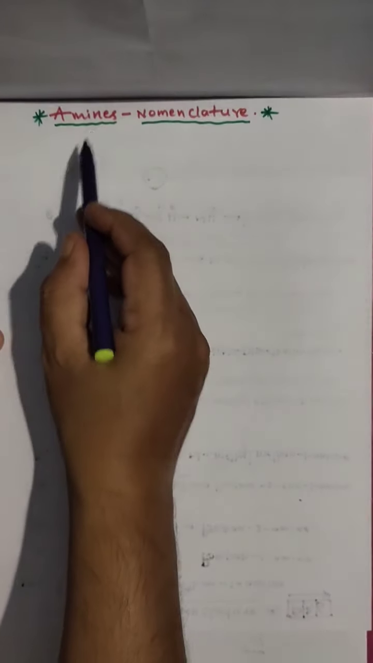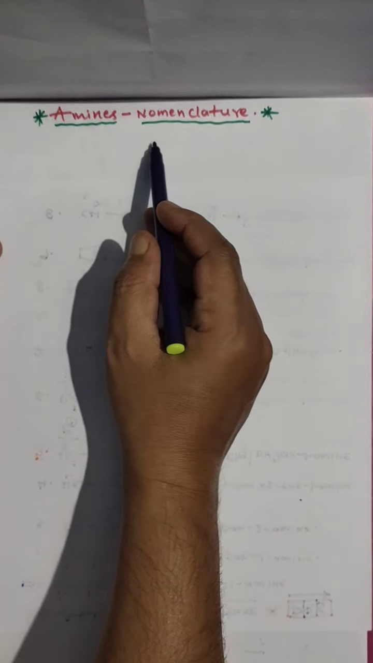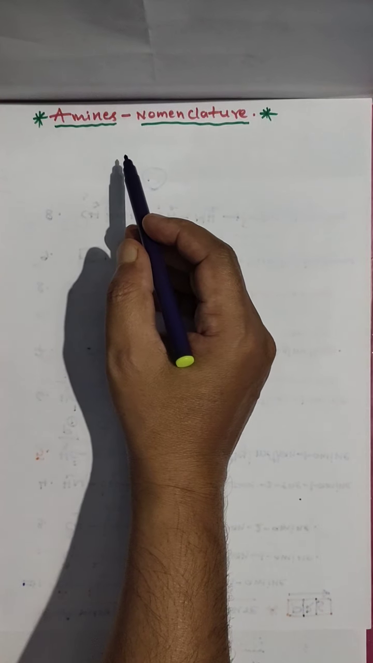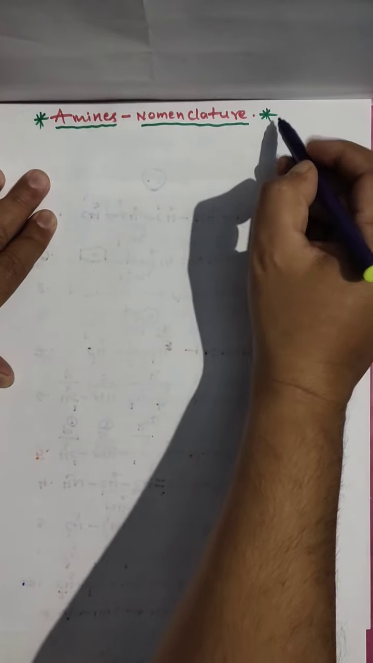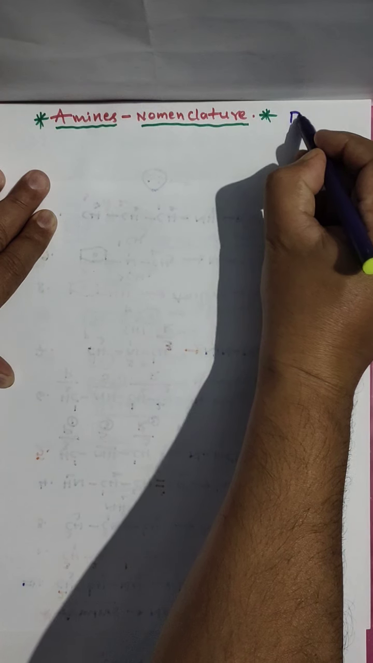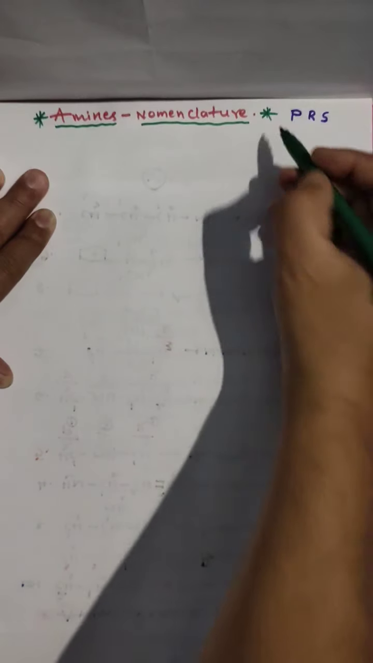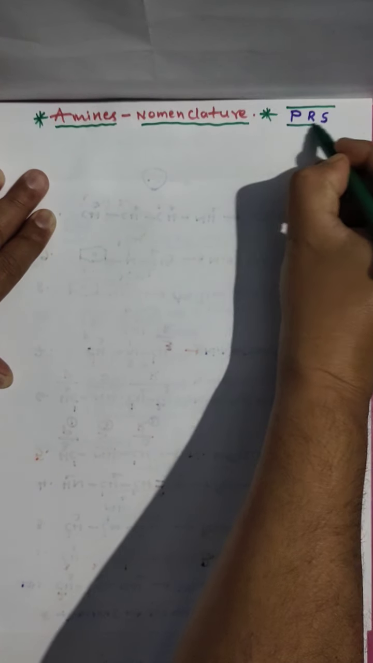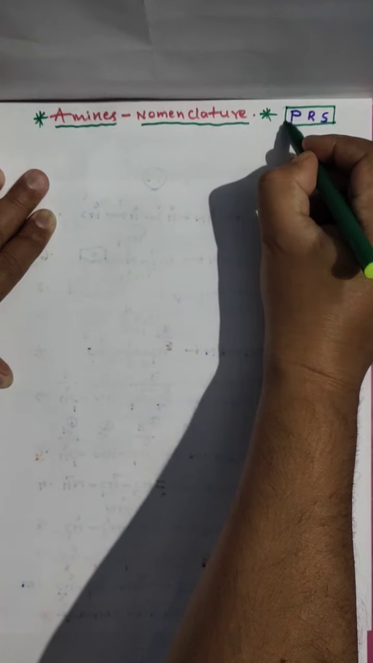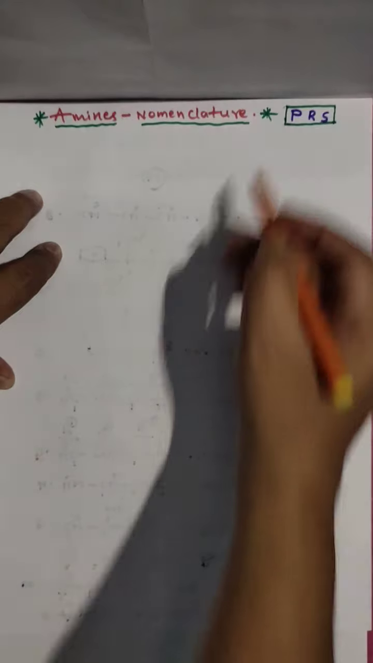Hi students, today we are going to discuss nomenclature of amines, very important. Before going into that, you have to remember three letters: P, R, S. If you remember these three letters, nomenclature is very easy. Whatever it may be, you can go for nomenclature easily.